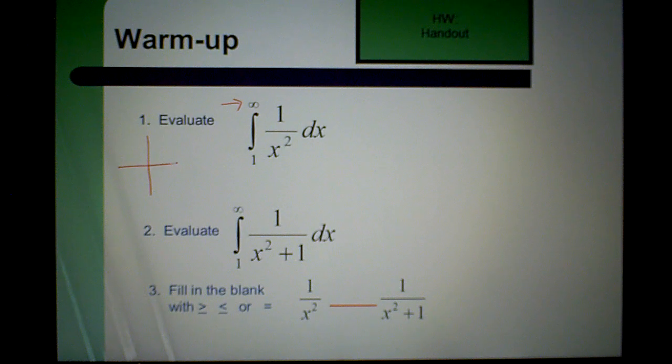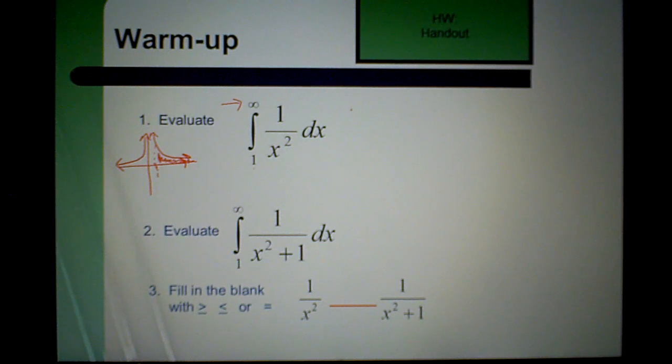The graph of 1 over x squared, took Algebra 2 and I paid attention, looks like this. And since I'm talking about going from 1 to infinity, I am talking about collecting area here all the way out and wondering if that sum will converge to a value, or will it not converge.